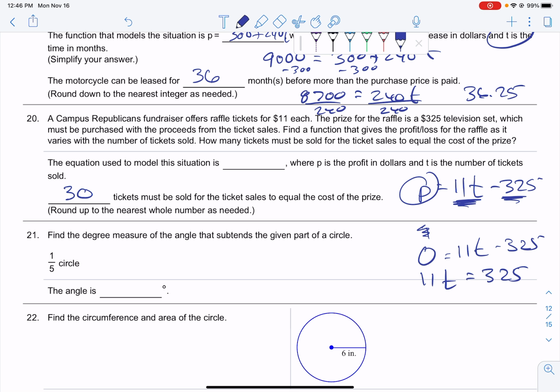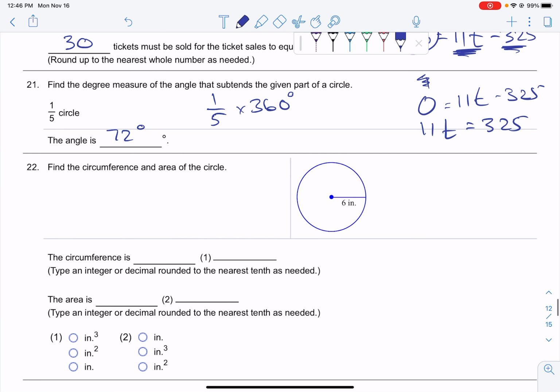So remember, to find the degree measure, we take the part of the circle, times it by 360 degrees. So 1/5 times 360 degrees is going to be 72 degrees. Find the circumference and the area. Well, circumference equals 2 times pi times the radius, or the diameter times pi. The area equals pi times r squared.